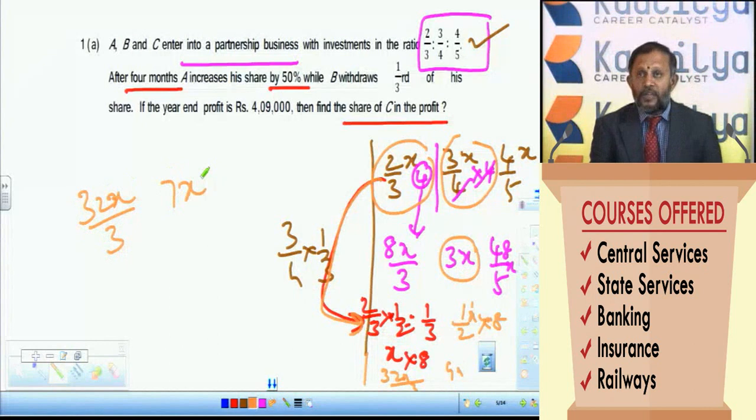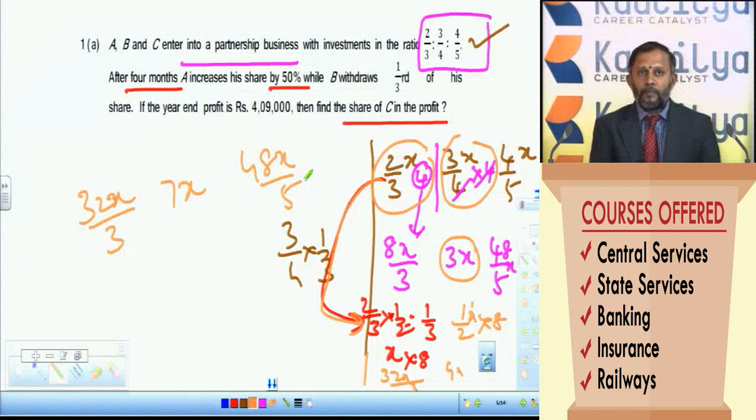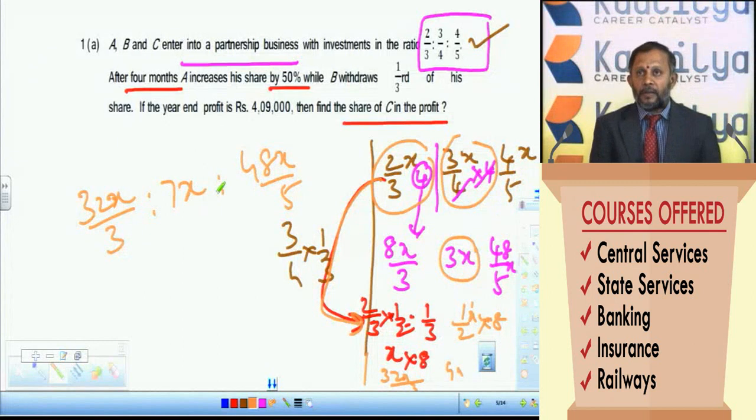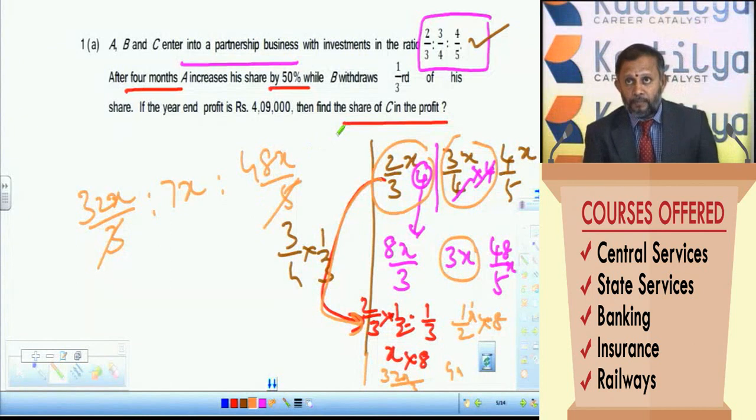Next, there is no change in the investment of C. The investment of C remains constant for 12 months. So you can take 4 by 5 into 12, that is 48x by 5. Therefore, you have to divide the yearly profit in the ratio 32x by 3, 7x and 48x by 5. We have to eliminate the components in the denominator. That can be done by multiplying all the elements by the number 60.